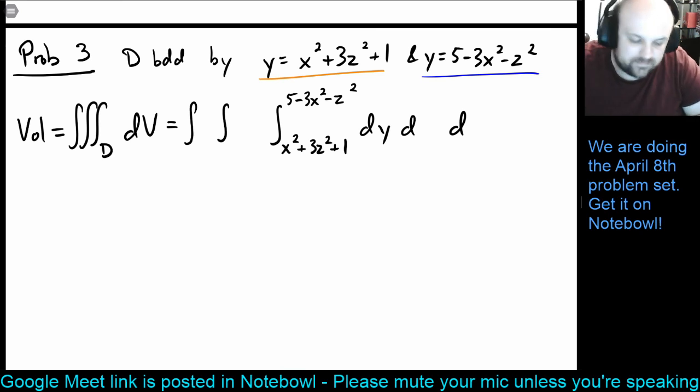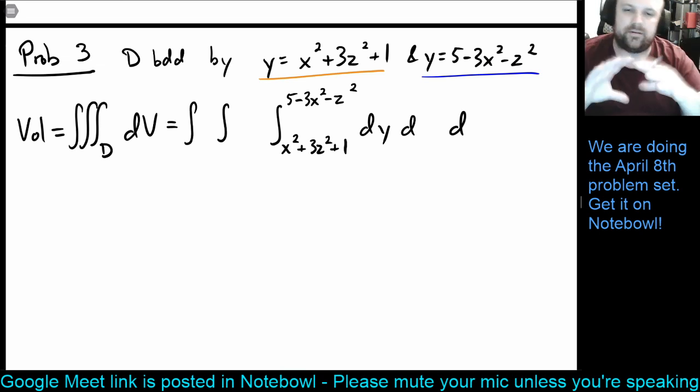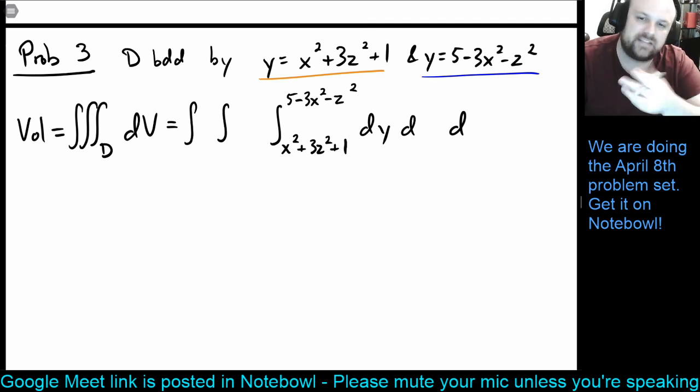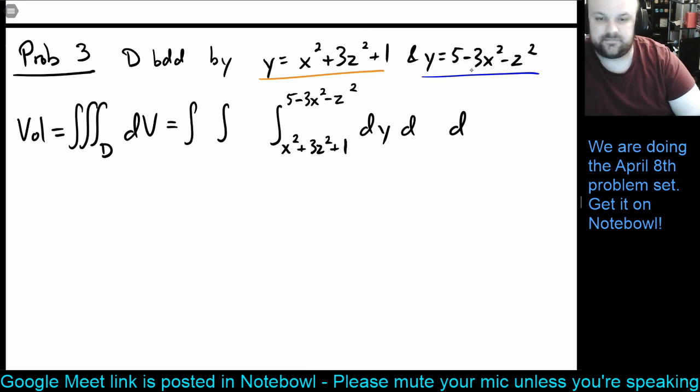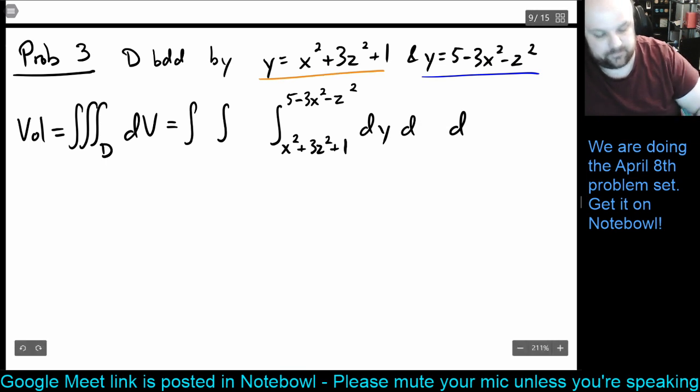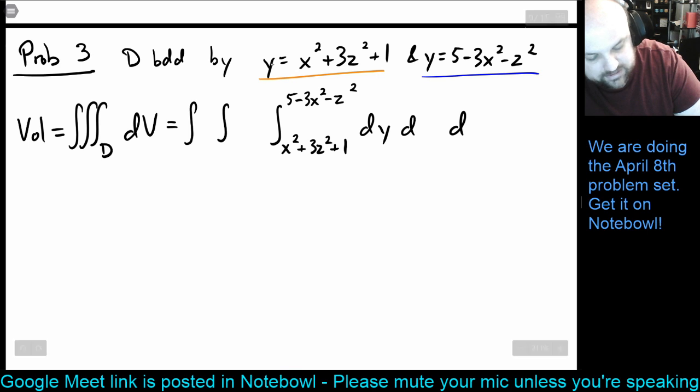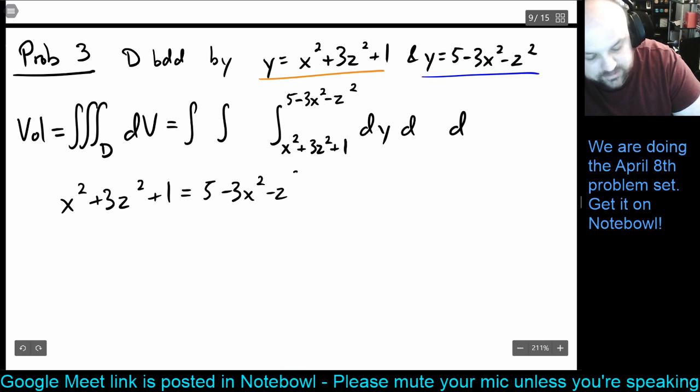The way we can do it is to ask where this shape is the widest. Where it's the widest dictates what the shadow looks like. It's the widest when these two things are intersecting; that's as far out as it goes. So let's find where the intersection is. We know both of these are y equals, so we plug one into the other. Plugging this one into the second one, we get x squared plus 3z squared plus 1 equals 5 minus 3x squared minus z squared.